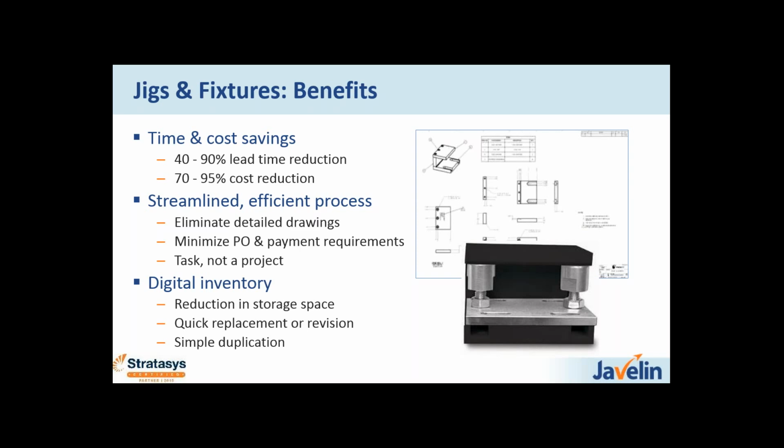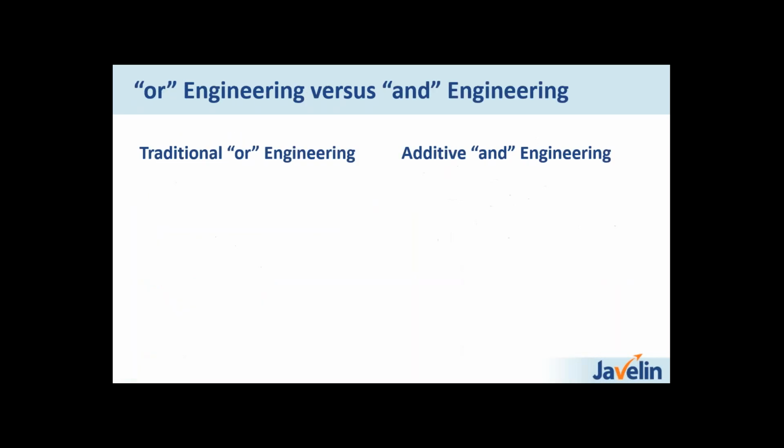People can pick things up. Quick replacement or revision: because I can print it in a couple of hours without disturbing the rest of the organization, if I have an idea to make this jig or fixture better, I can reprint it, or I could make 2 of them if I needed to, very easily. So this is an area where you can look at some improvements.